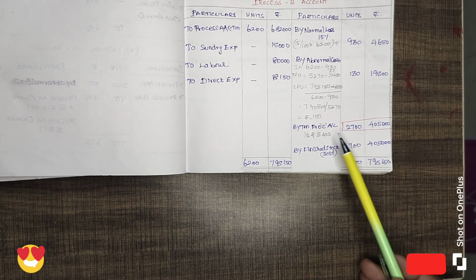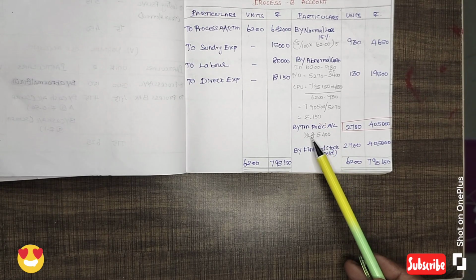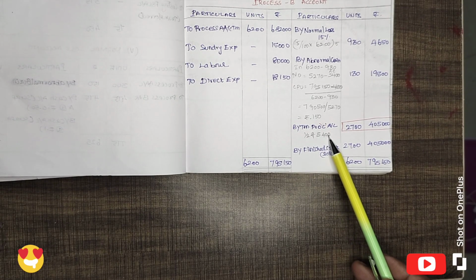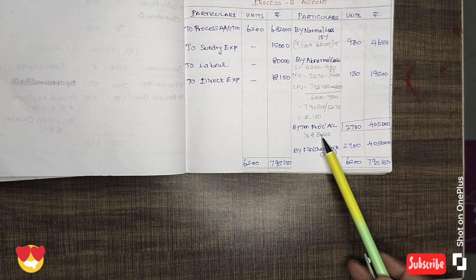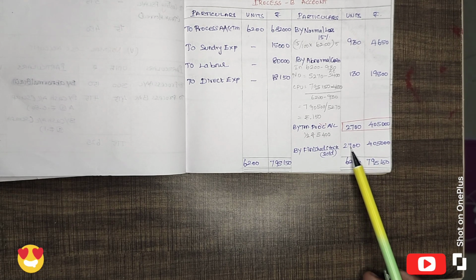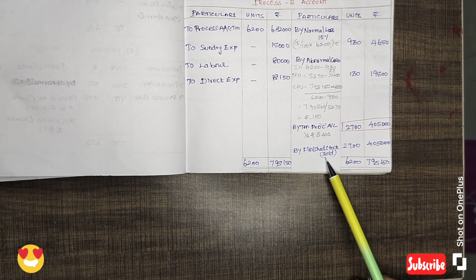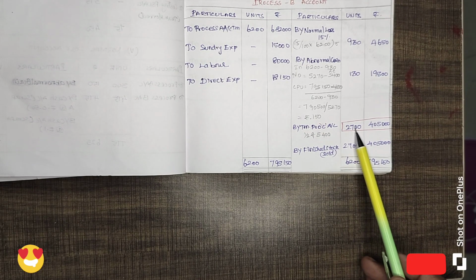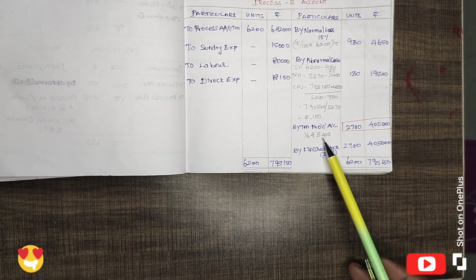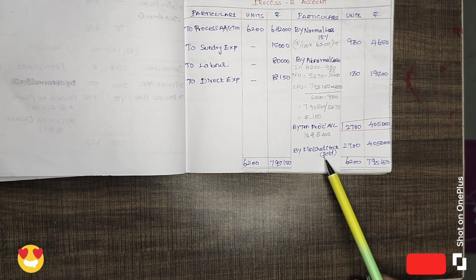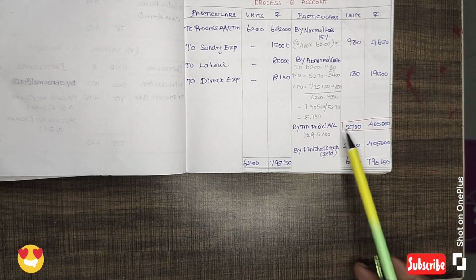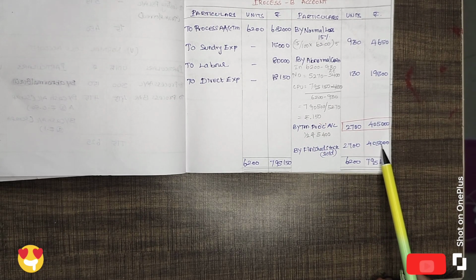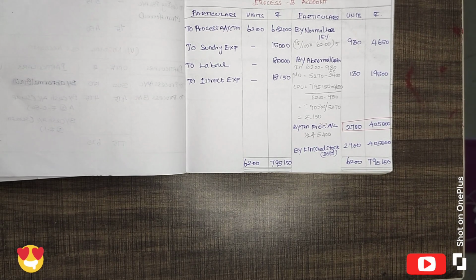Okay, then half of the units, half of the value from the 5,400 actual output, goes to the process C account, and the remaining half of the value goes to the finished stock account for sold. So 2,700 goes to process C, and the rest of the 2,700 from 5,400 goes to finished stock for sold. The value for 2,700 into 150, you will get 4,05,000 rupees. Okay, process B is completed.